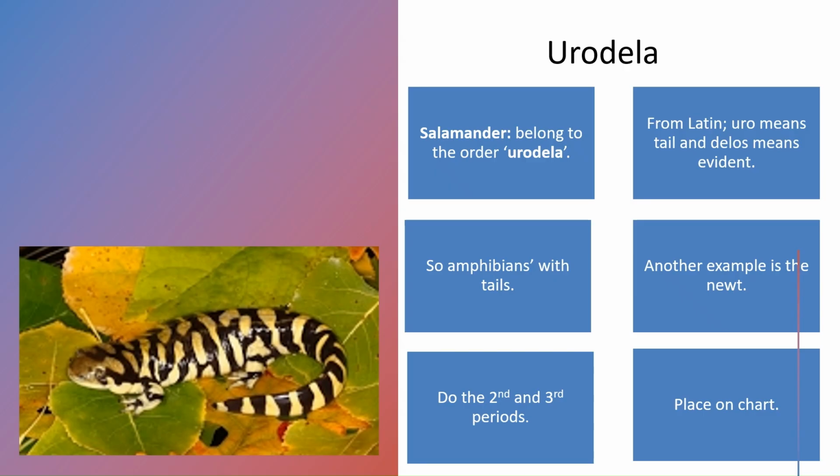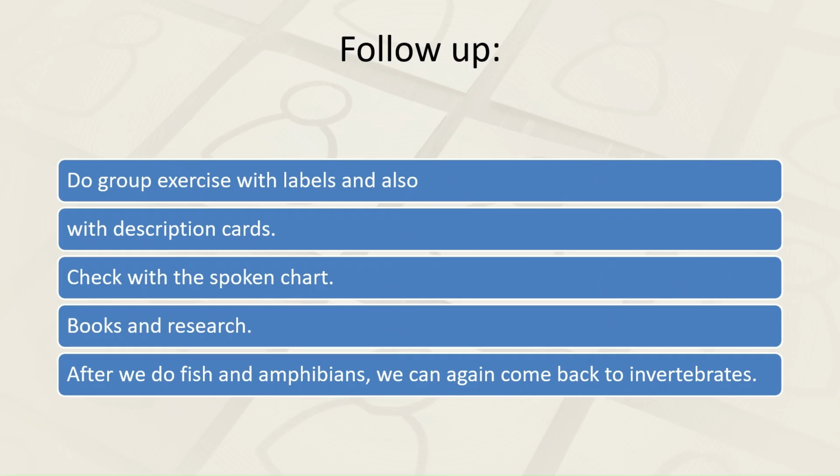Do the second and third periods also and place the cards on the chart. The follow-up is to do group exercise with labels and also with description cards. Check with the spoken chart. Do research using books. After we do fish and amphibians, we can again come back to invertebrates.